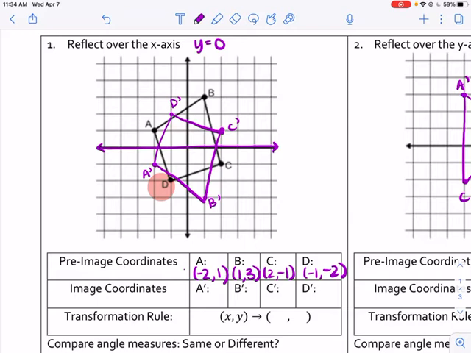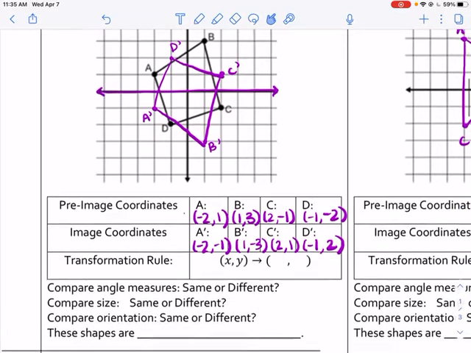Okay, so now you go ahead and write what you think the coordinates are for A prime, B prime, C prime, and D prime. You might notice a pattern. Okay, here's what I got. A prime is (-2, -1). B prime is (1, -3). C prime is (2, 1). And then D prime is (-1, 2). Okay, so what pattern did you notice?